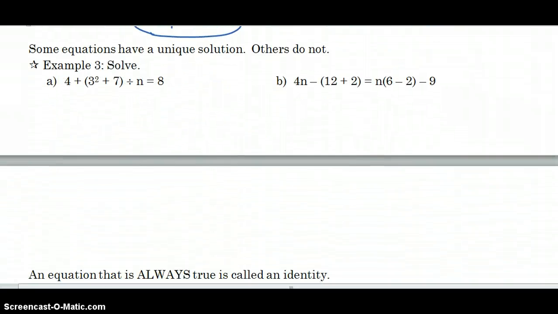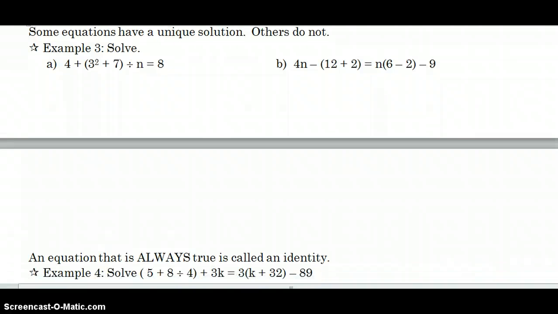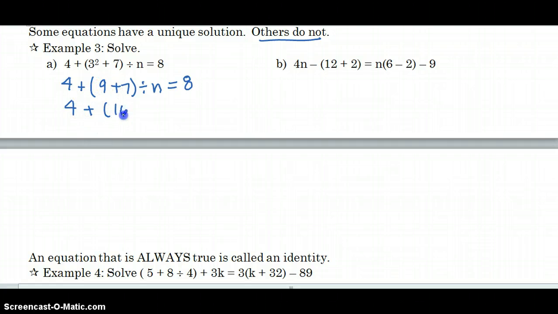Alright, some equations have a unique solution, like the one we did earlier where we found one solution. Others do not. Let's talk about the difference. Why would some have a unique solution and why would they not? So if you can squeeze in the space provided here, we're going to go ahead and say 3 squared is 9. I'm going to see how n is not isolated, so I need to go ahead and simplify as much as I can. And 9 plus 7 is 16 divided by n.